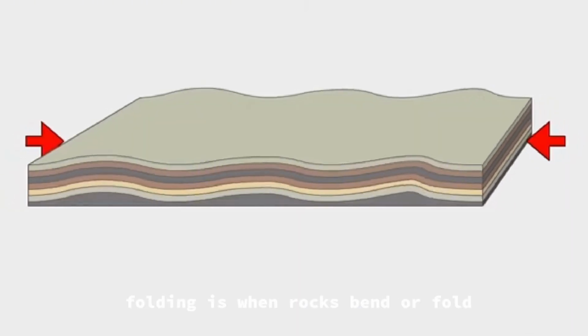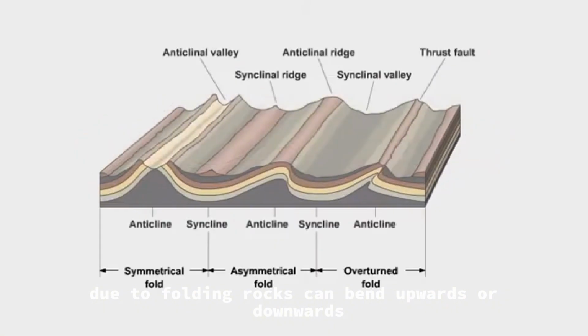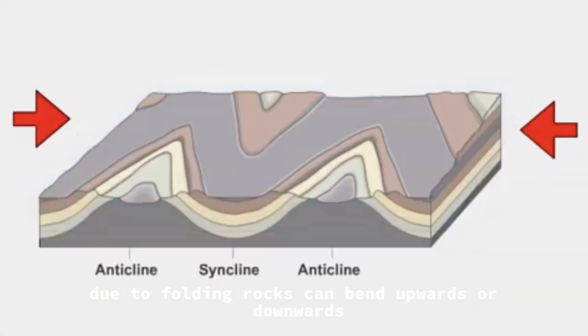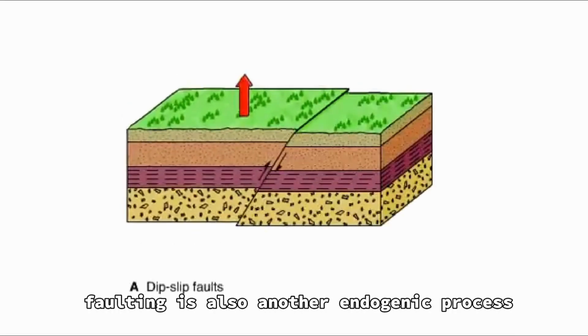Folding is when rocks bend or fold. They mainly occur when rocks are compressed. Due to folding, rocks can bend upwards or downwards, and these are called syncline and anticline. Syncline is structures that dip upwards from the median line, while anticline is structures that dip downwards from the median line. Aside from folding, faulting is also another endogenic process.